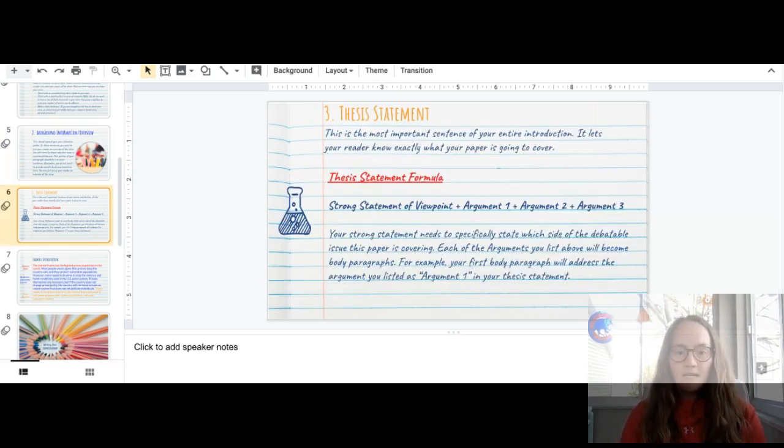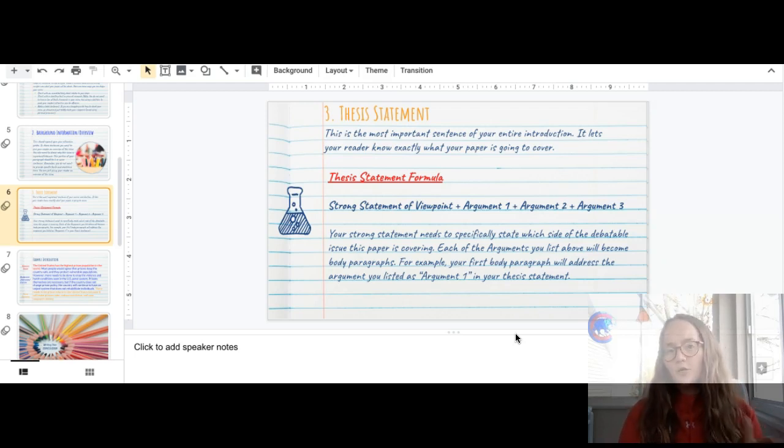Now, the most important part of your introduction is going to be your thesis statement. As I stated, you most likely already have this, so this will be a quick refresher, but we also have a formula for that. So what you're going to do for your thesis statement is put a strong statement of your viewpoint, and then list the three main arguments that you have. Now, your strong statement needs to specifically state which side of the debatable issue you are on and that this paper is going to cover. Again, don't use personal pronouns like I believe or anything like that.